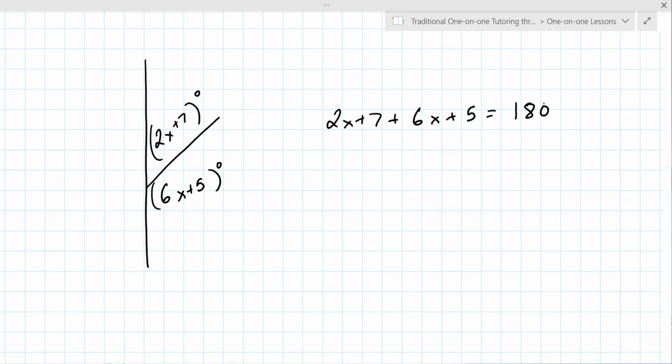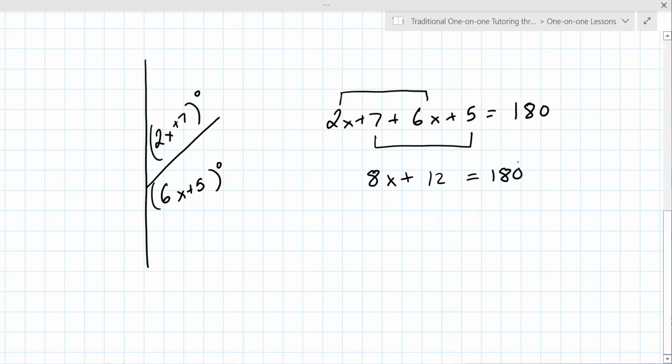First of all, you have to add 7 plus 5. Do you want to try solving this one on your own? No, but we can just do it together. Okay. What is 7 plus 5? 12. And 6 plus 2 is 8. 8x. 2x plus 6x is 8x.